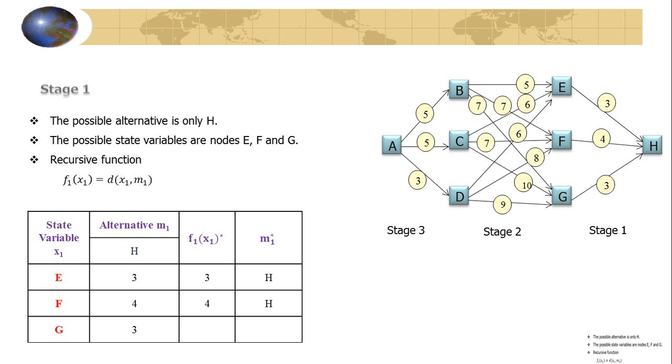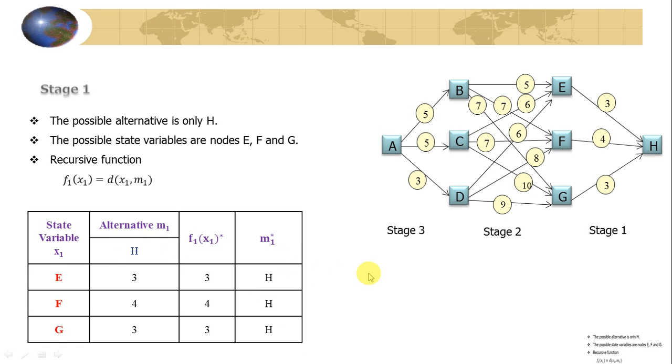Similarly, the salesman wants to travel from city G to H, so at that time the time required is 3 units. So the value of f1 of x1 star is 3 with respect to alternative H. So this value represents the stage decision. Now if we see this table, there is only one alternative, so the salesman does not have any option. So whatever may be the value in this column, it will be the value of f1 of x1 star, and the alternative will remain the same in every cell of the column 3, that is H.